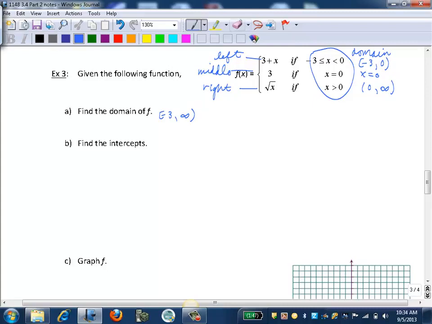So when they want the domain, they want you to join all the pieces together, the domain of each piece, and put them together. And we typically want interval notation, and we'll tell you if we want it in another form.